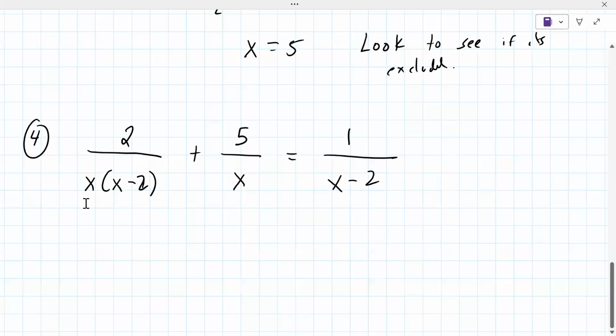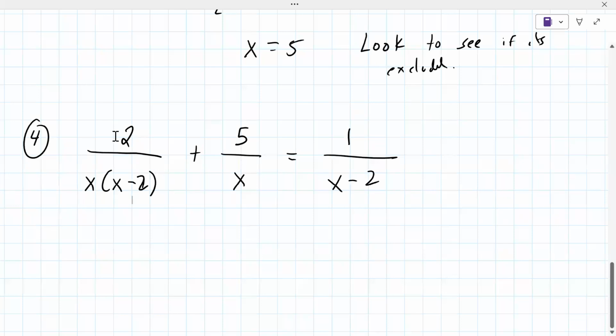Okay, great. So it's kind of like when you're looking for your common denominator, you're asking, well, what are they missing? What does one have that the other doesn't? That's what you're looking for. Okay, this has an x and an x minus 2. Well, this one in the middle here is missing an x minus 2. This one on the right is missing that x. Does that make sense? Yeah.